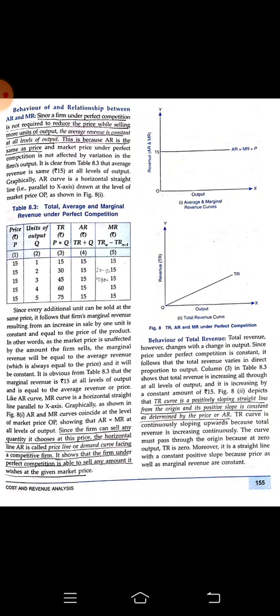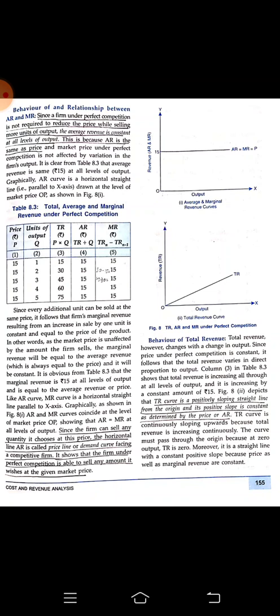But you can see there is a change in column number 2 and column number 3. As the output is increasing, we are finding that the total revenue is also increasing. Since the firm can sell any quantity it chooses at this price, the horizontal line AR is called price line or demand line, facing a competitive firm.